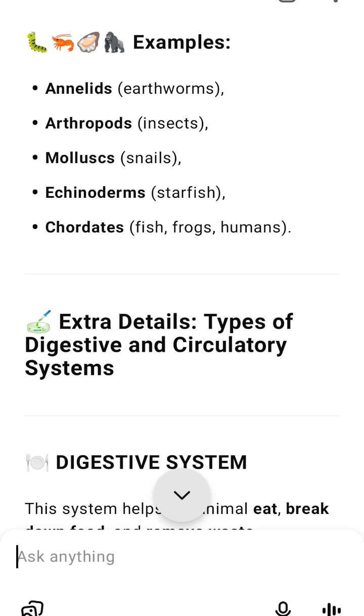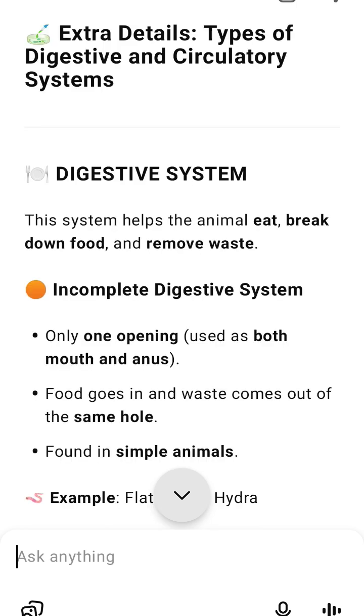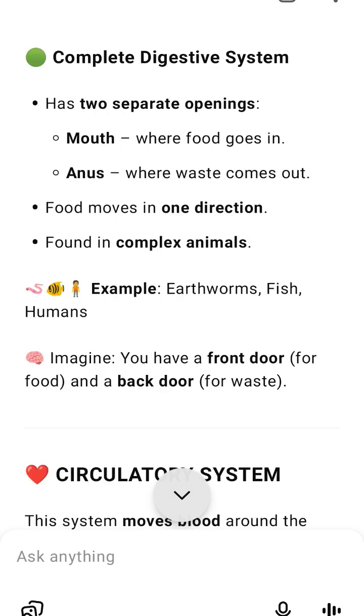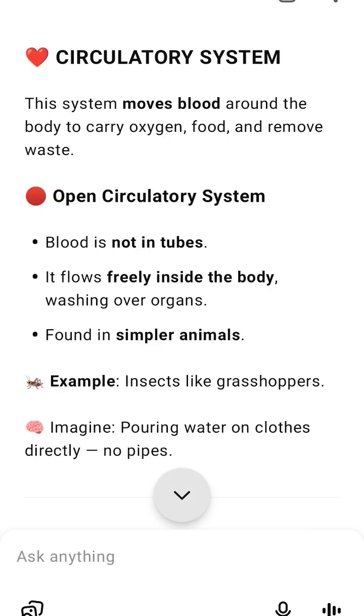Circulatory system. This system moves blood around the body to carry oxygen and food, and remove waste. Open circulatory system: blood is not in tubes. It flows freely inside the body, washing over organs. Found in simpler animals, for example insects like grasshoppers. Imagine pouring water on clothes directly.